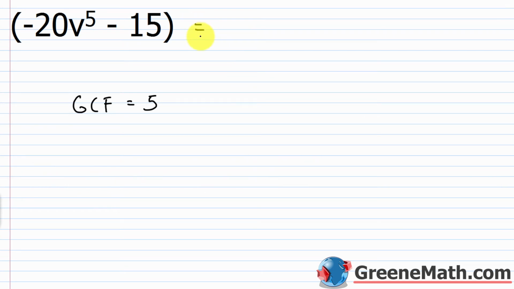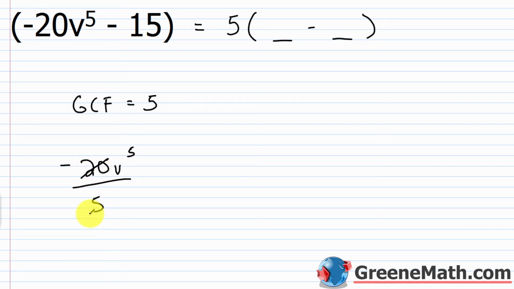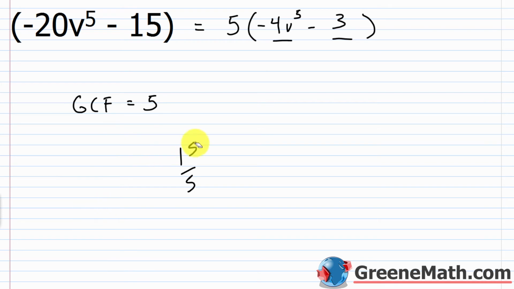So this is equal to, I'm going to put my greatest common factor out in front. And I have my parentheses, space, minus space. Okay. So if I took -20v to the 5th power and I divided by 5, this would cancel with this and I'd have -4. So I'd have -4v to the 5th power. Then minus. Next I'd have 15 divided by 5, and we know that's 3. So that's factoring out the greatest common factor.